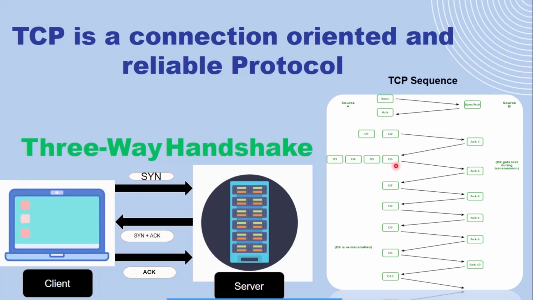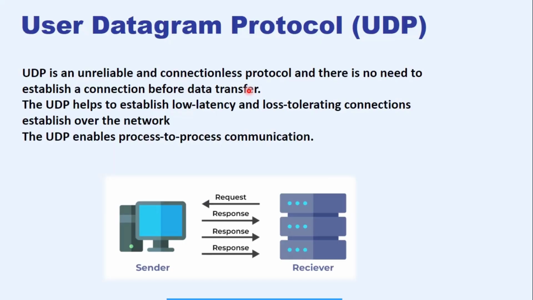Let's say here we have D6. D6 gets lost during the transmission, and if you look at the sequence, the same D6 is retransmitted again because of this reliable protocol. So TCP is the reliable protocol. This is the example.